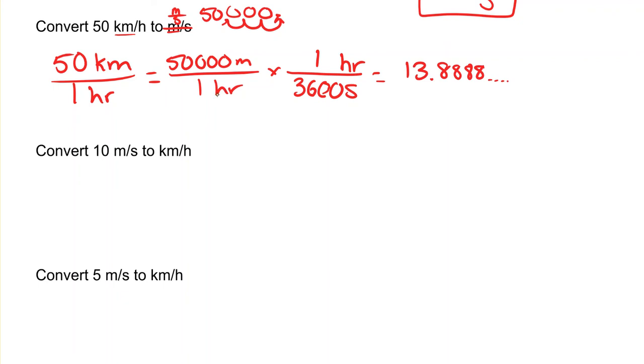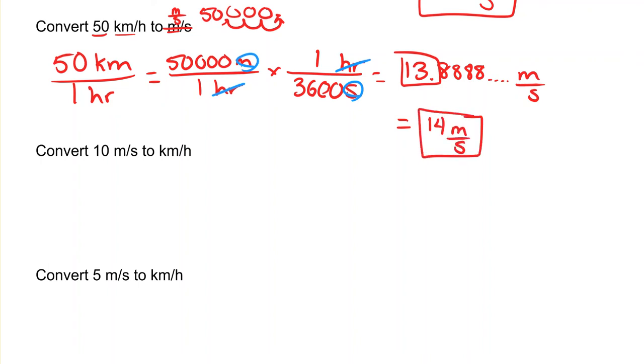And what are our units doing? Hours and hours cancel. We're left with meters and seconds. So meters per second. And what's our real answer? Let's go back to the original information. We're given 2 significant digits. So here's our 2 significant digits. And it includes the decimal, so we don't have to use scientific notation. That's awesome. So 14 meters per second. If you were traveling approximately 50 kilometers an hour, that's equivalent to approximately 14 meters per second.